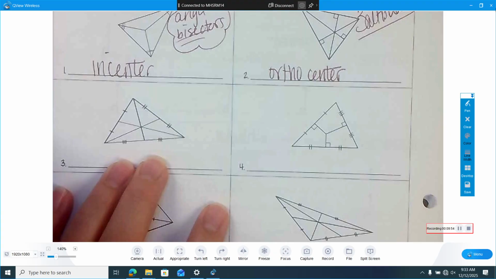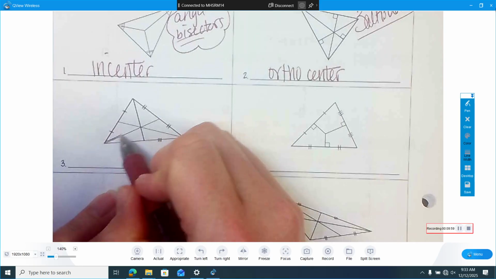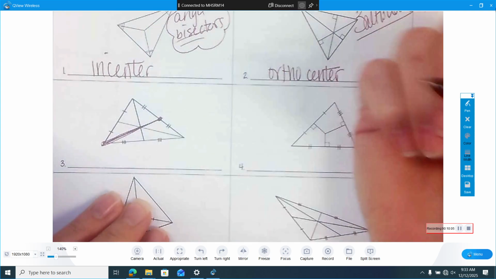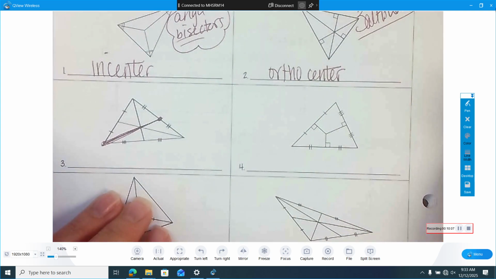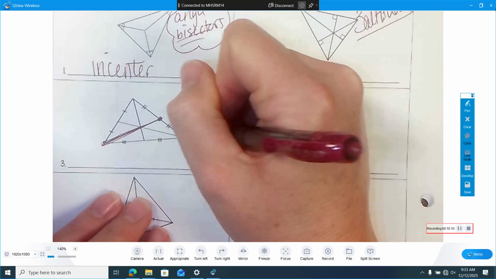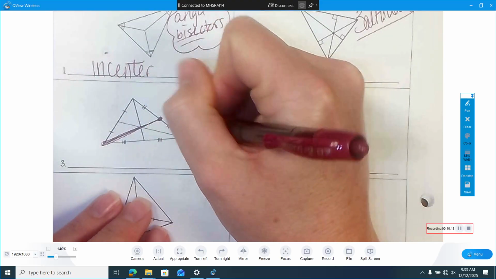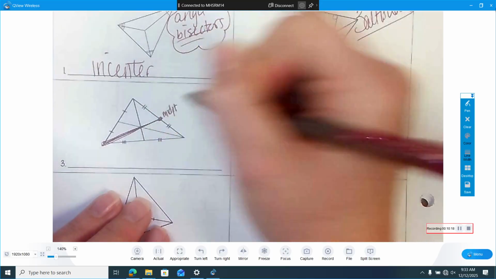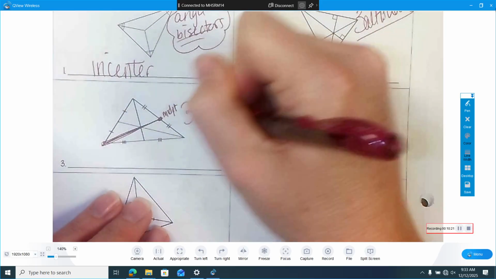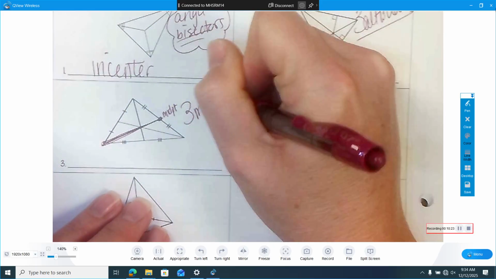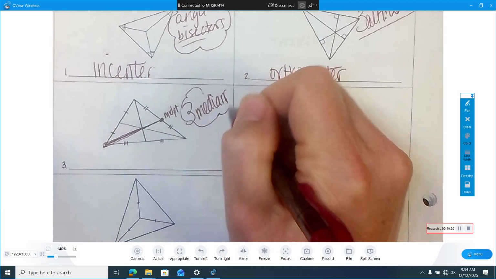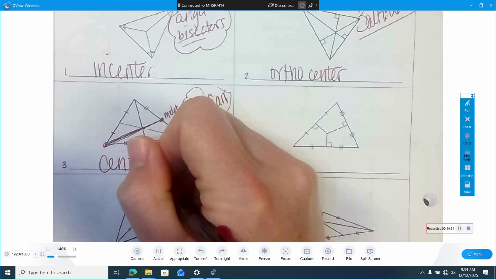Okay. What am I looking at in this picture? What is this thing? It goes from a vertex to the, is it perpendicular? No. It is creating two congruent pieces. So this point is a midpoint. Medians. 3 medians, ladies and gentlemen. You have to look carefully at the markings here. This is 3 medians, and 3 medians gives me the centroid.